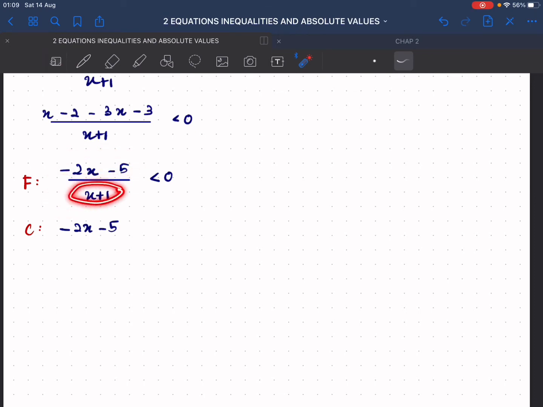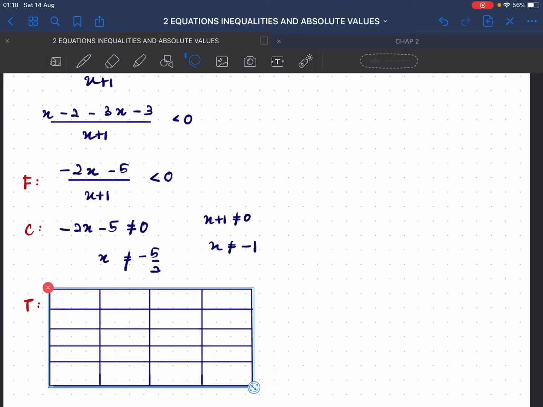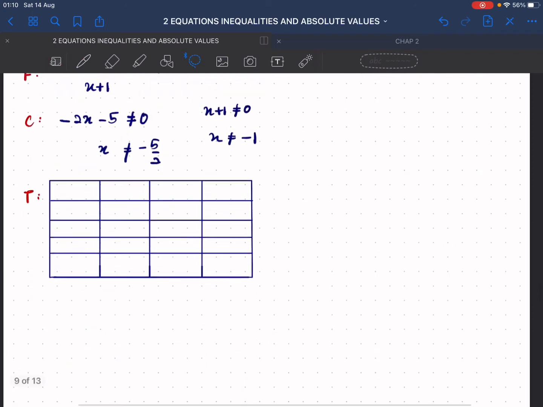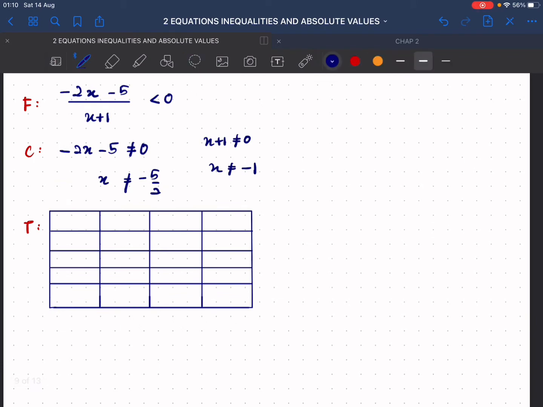Yang ni denominator obviously not equal to 0. So numerator kamu pun not equal to 0 because the question said no equals to 0. So we will have x is not equals to negative 5 over 2. And then we have x plus 1 not equals to 0. X is not equals to negative 1. And then again we proceed to the next step, which is our table of sign. Rational inequalities hanya ada table of sign. Okay, tak ada graph.